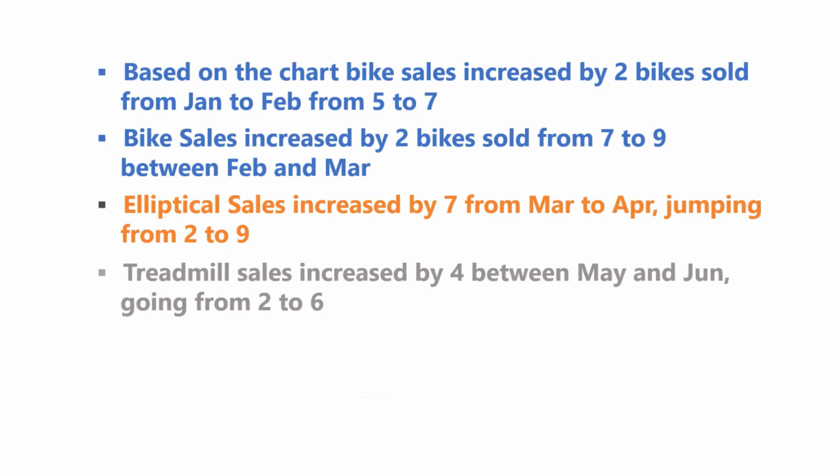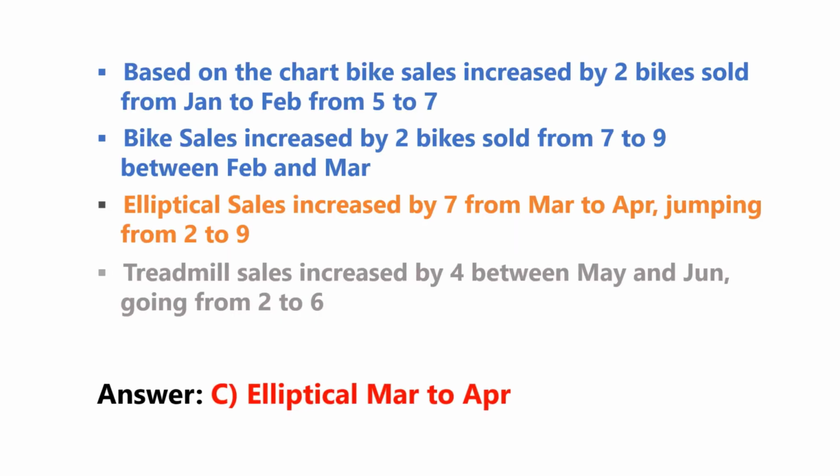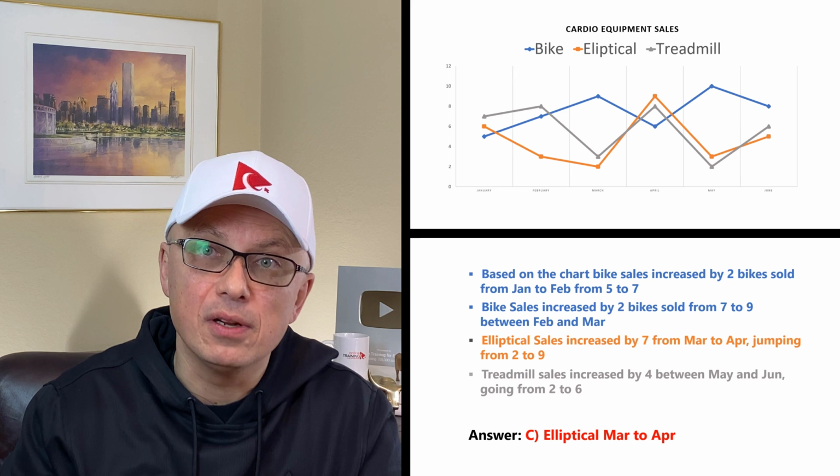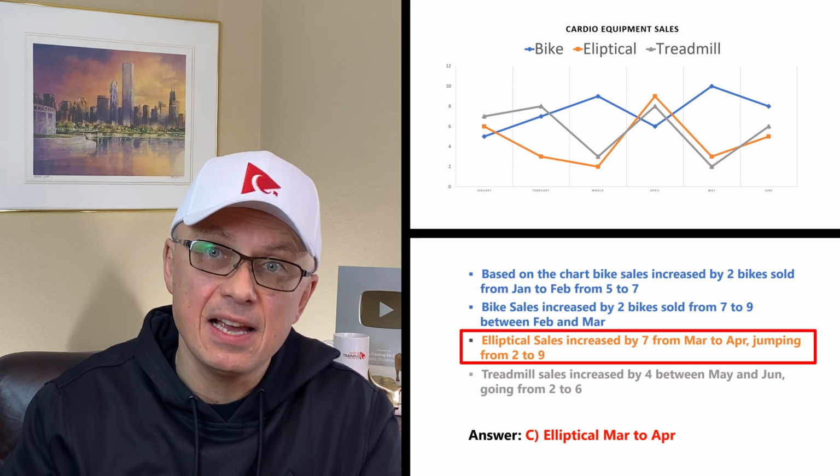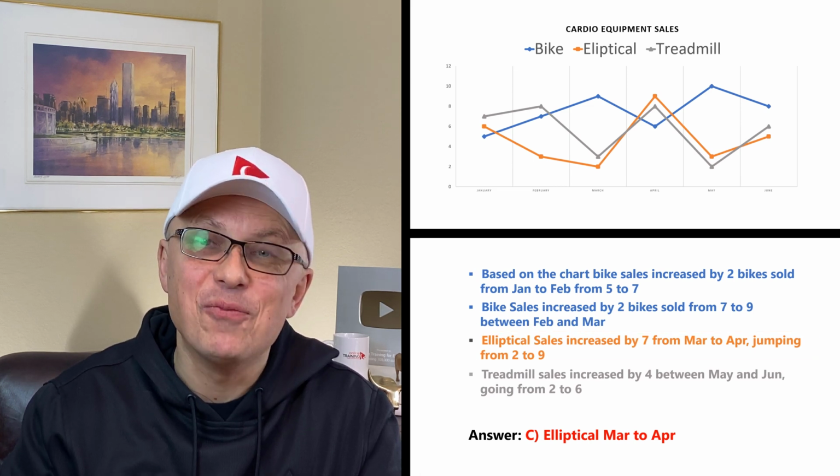So the correct answer here is choice C, elliptical sales from March to April, because the jump was by 7 from 2 to 9. Hopefully you've nailed this question and now know how to answer similar problems on the test.